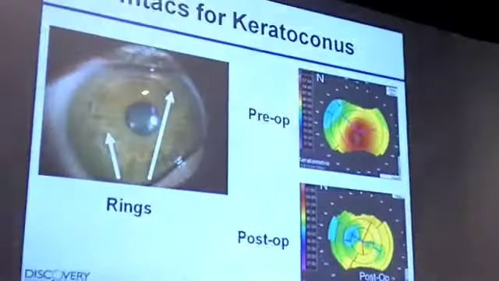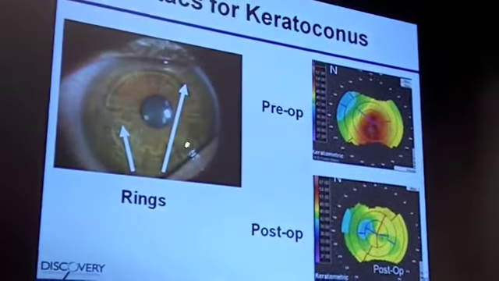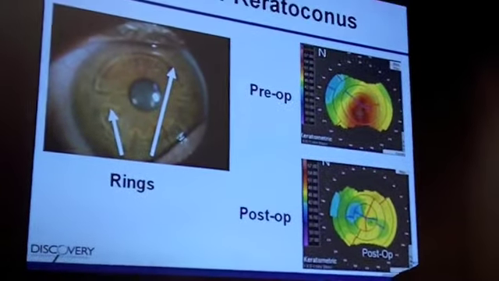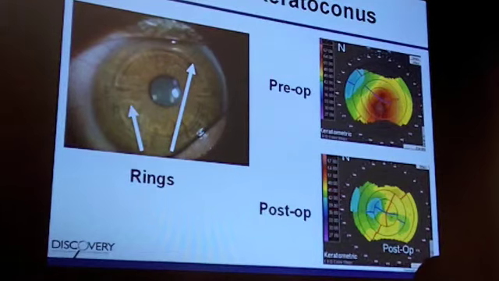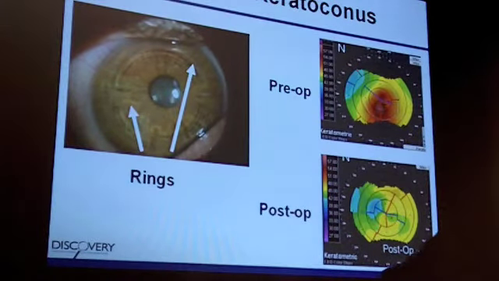The Intacs are these methyl methacrylate segments that are placed within the stroma, and the function of them is, when the keratoconus bulges outward, by placing the segments at the base of the cone, it sort of stretches out the cornea and it flattens the cornea.